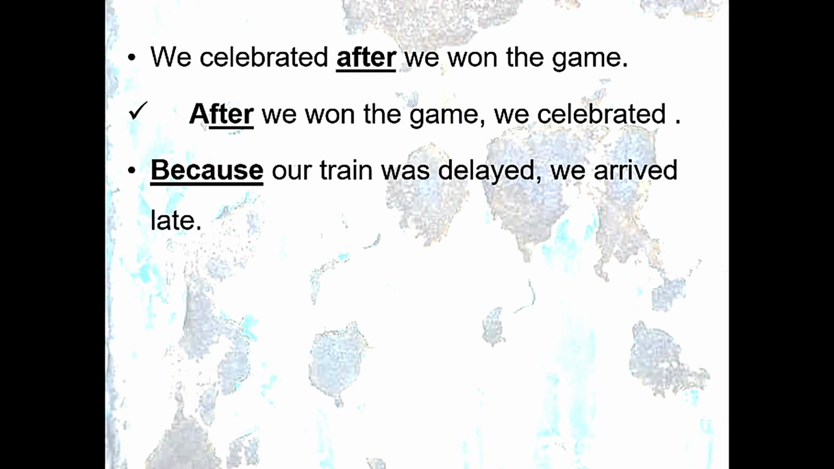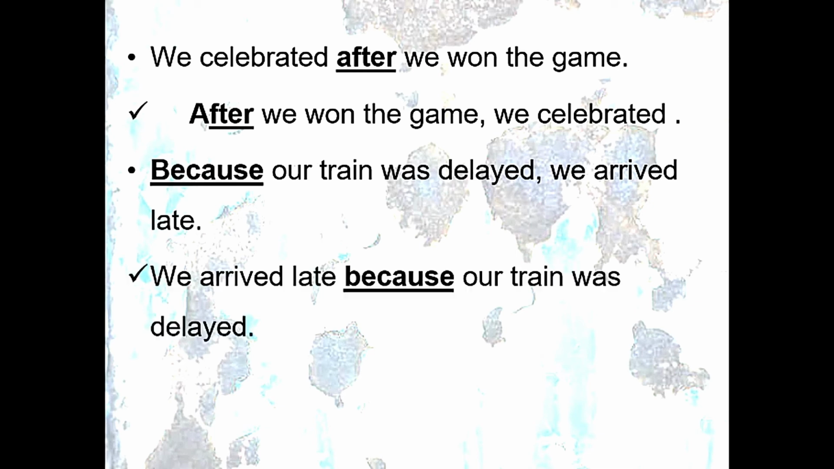Okay? Another example. Because our train was delayed, we arrived late. We begin with a dependent clause followed by a comma and an independent clause, and we use the subordinating conjunction because. And the other way around, we arrived late because our train was delayed.